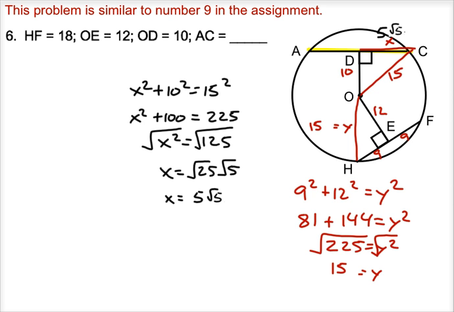But if I want to get AC, I need to double that answer to get all the way across. So I'm going to get 10 square roots of 5.